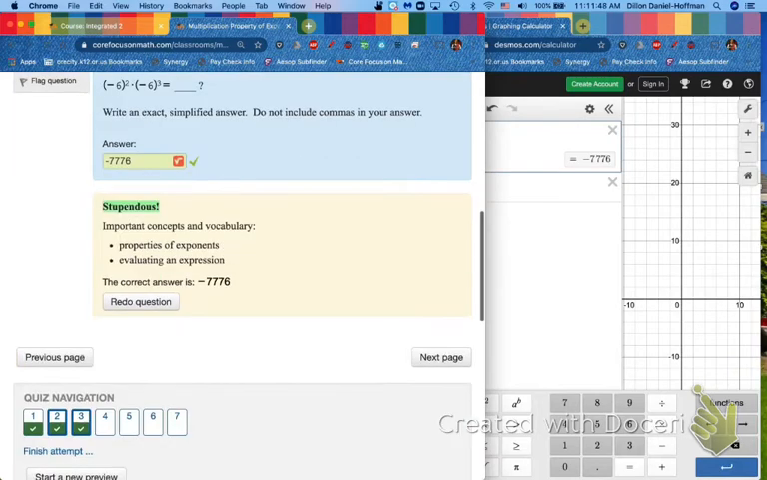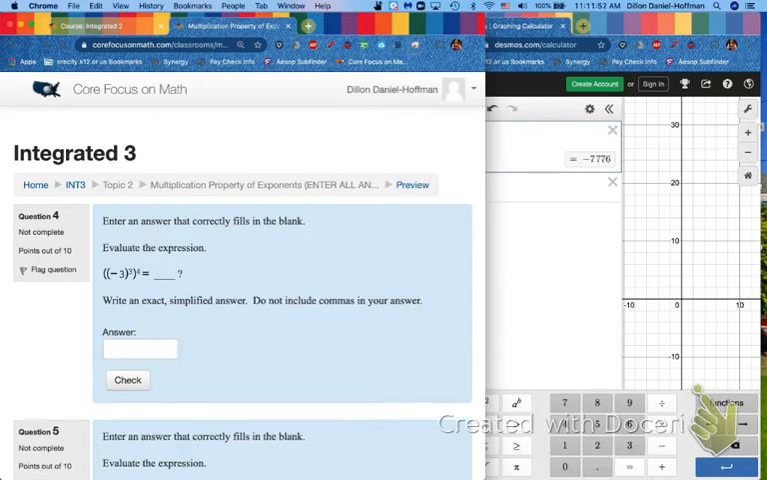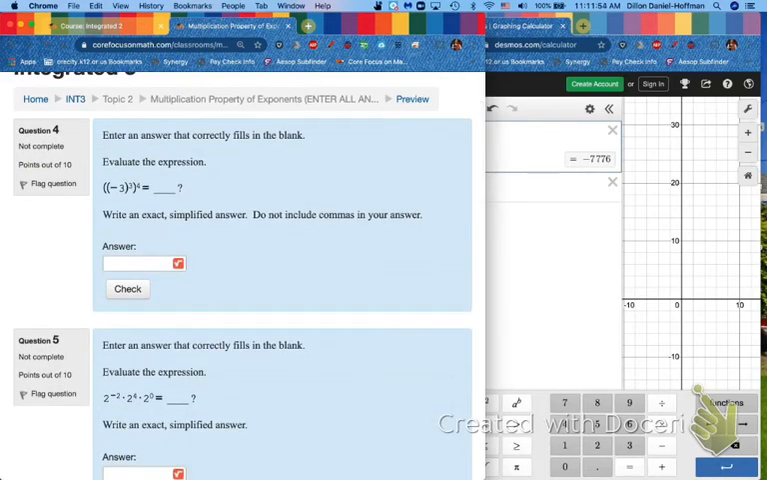Boom. Easy peasy with our Desmos calculator. Man. Okay, here's a new one. What happens when we raise an exponent to an exponent? Well, let me show you.